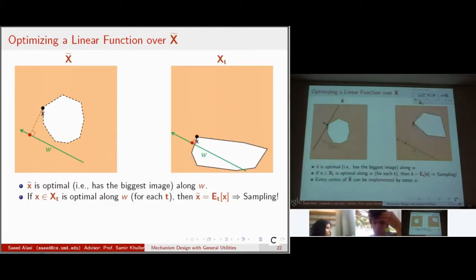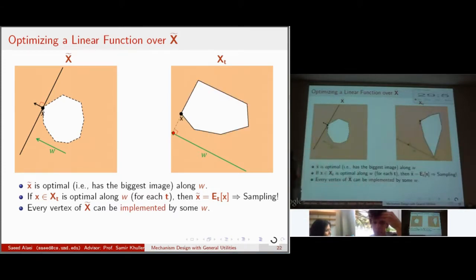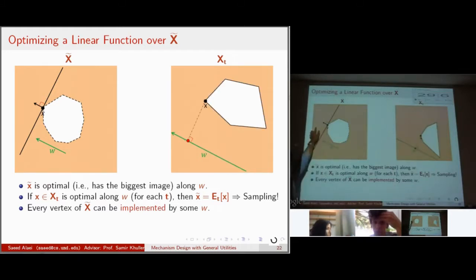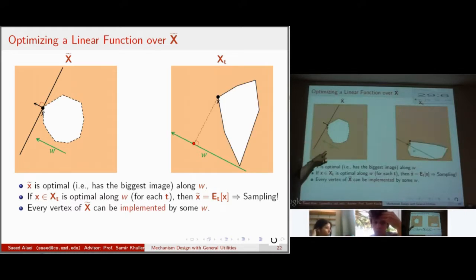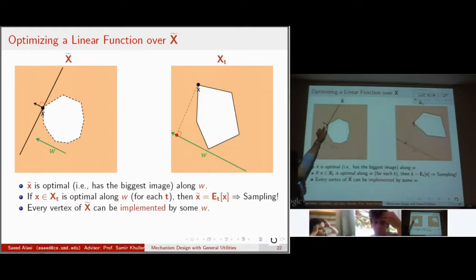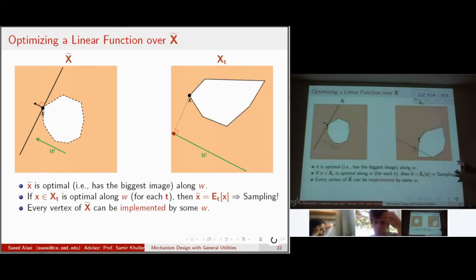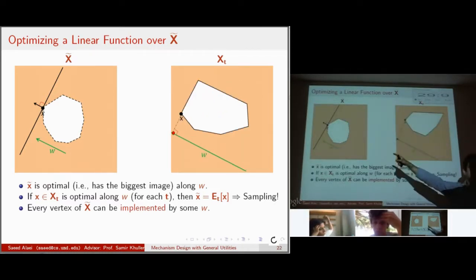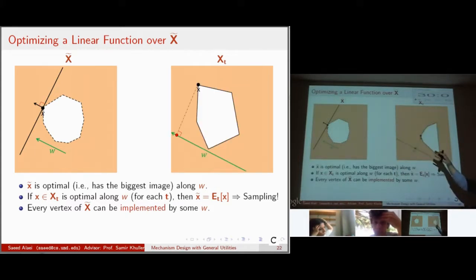Another implication of this is the following: if you take any vertex of this polytope and you find a separating hyperplane going through that vertex, you take the normal vector to that plane, and you can implement this vertex by simply optimizing along the normal vector over every instance of this polytope. So basically, we have answered the following two questions. For every linear objective, we can optimize over that polytope, and for every vertex of that polytope we know how to implement it. We know how to compute the ex post allocation rule, basically.